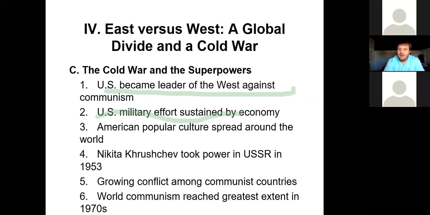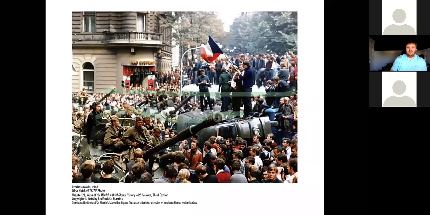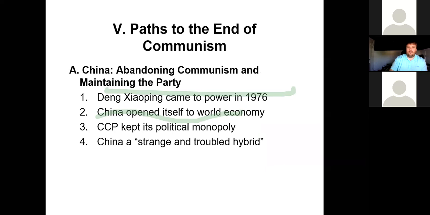China went to war against communist Vietnam in 1979, and Vietnam invaded communist Laos late in the 1970s. World communism reached its greatest extent in the 1970s before eventually it comes back down.